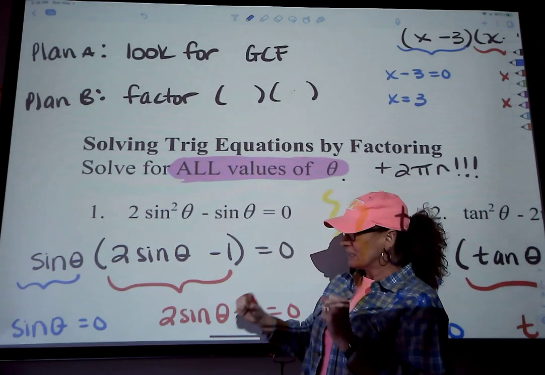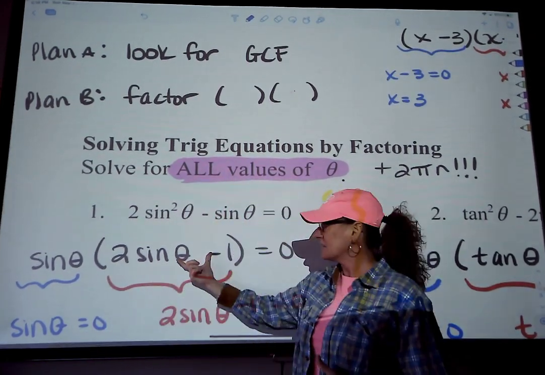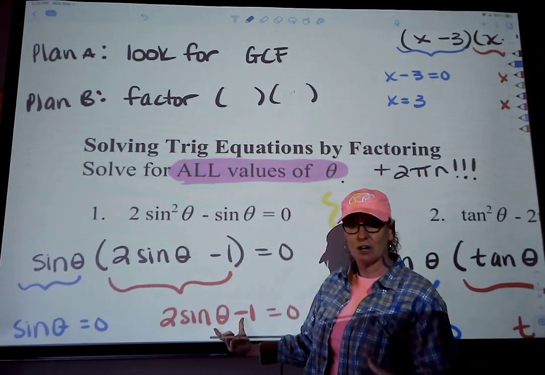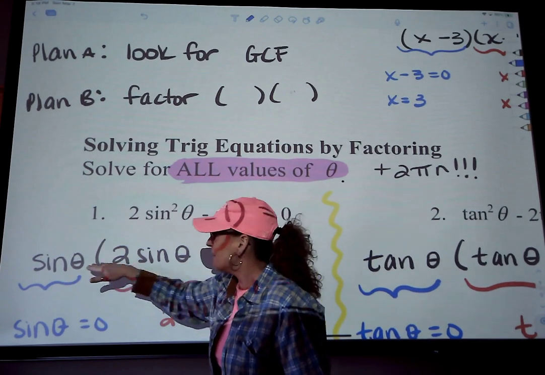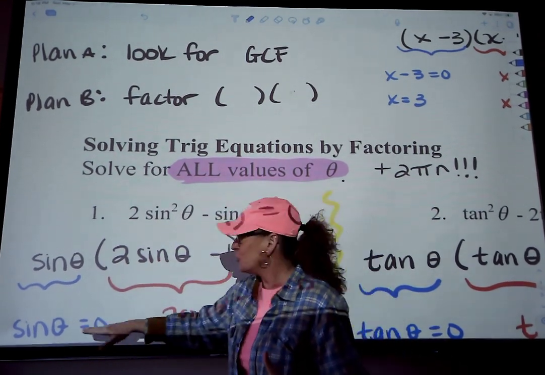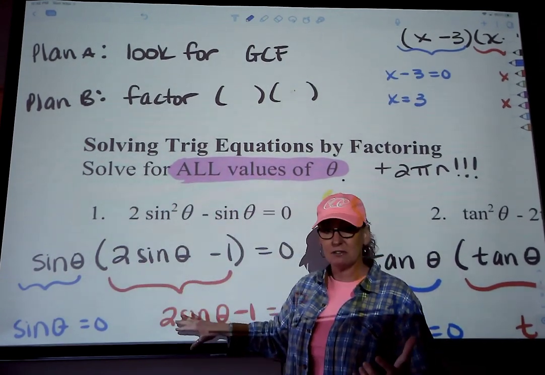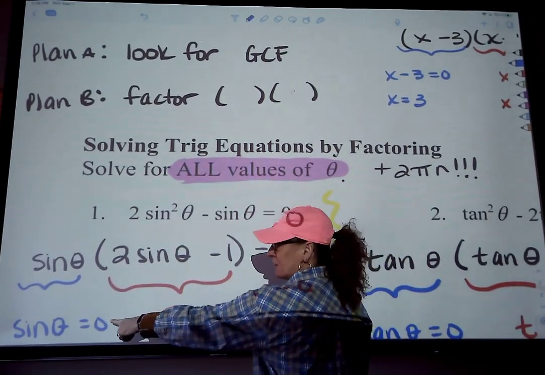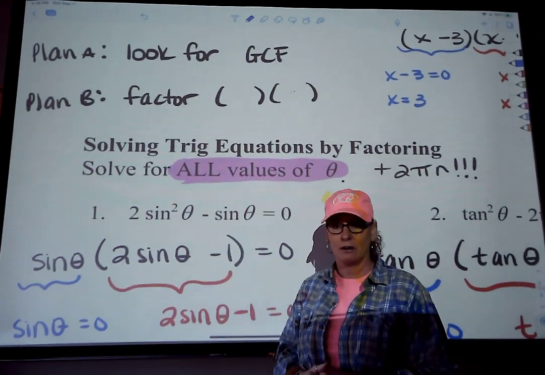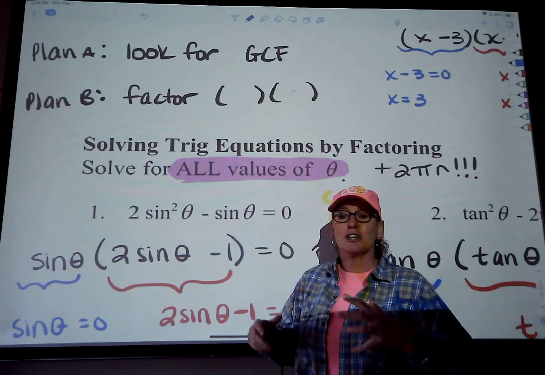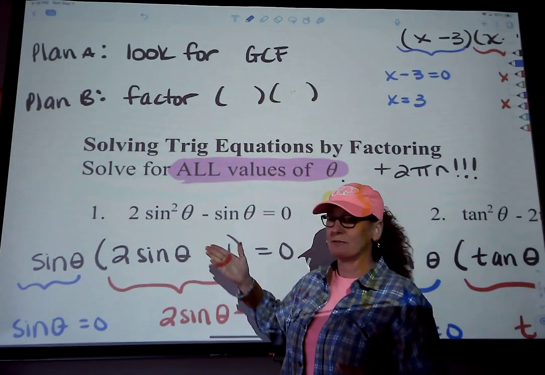So I've got my two quantities. I'm going to take this one and set it equal to 0. You need to solve that one. I'm going to take this one and set it equal to 0. You need to solve this one. The moment you get this factored and set this equal to 0 and this equal to 0, you've created for yourself two equations that are just like yesterday's homework. So today's is just yesterday's homework with an extra step: you have to factor.